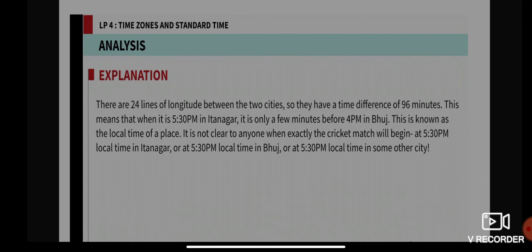So they have a time difference of 96 minutes. This means that when it is 5:30 p.m. in Itanagar, it is a few minutes before 4 p.m. in Dwarka. This is known as the local time of a place, not a standard time. So it is not clear to anyone when exactly the cricket match will begin: at 5:30 p.m. local time in Itanagar, or at 5:30 p.m. local time in Dwarka, or at 5:30 p.m. local time in some other city.